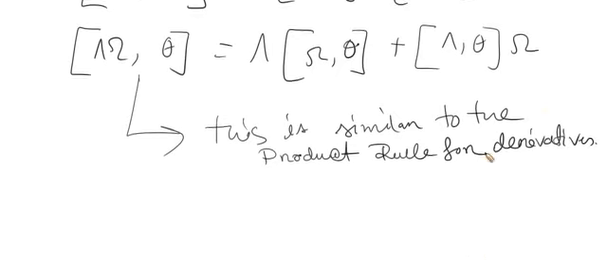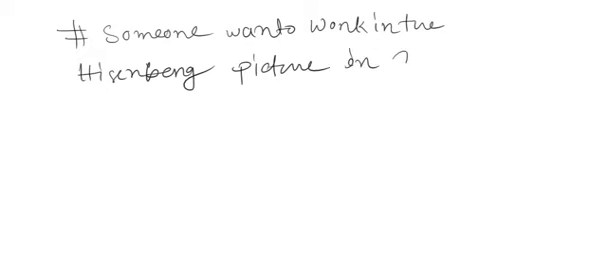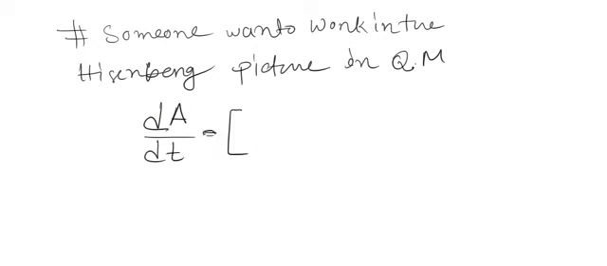In fact, when someone wants to work in the Heisenberg picture in quantum mechanics, one can see that if this is an operator A, the rate of change of A with respect to time is equivalent, or similar to, because there might be an h-bar and an i, but I'm just ignoring this for now, the commutator of A with the Hamiltonian.